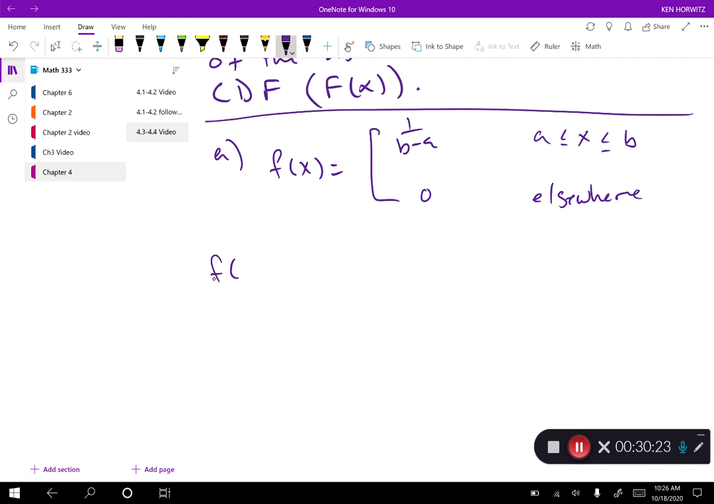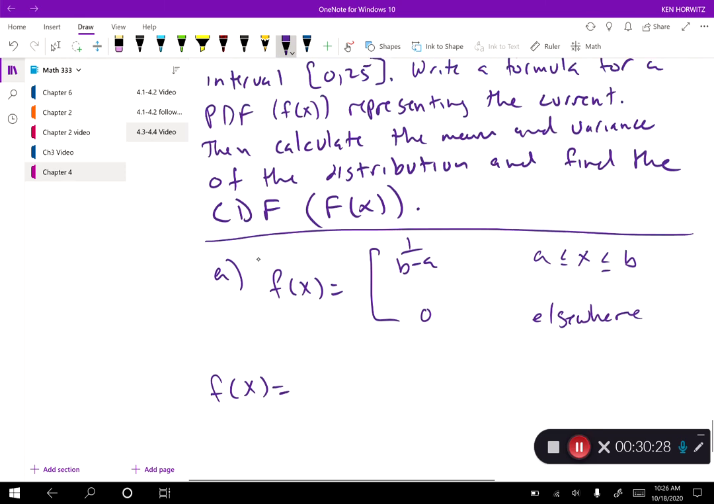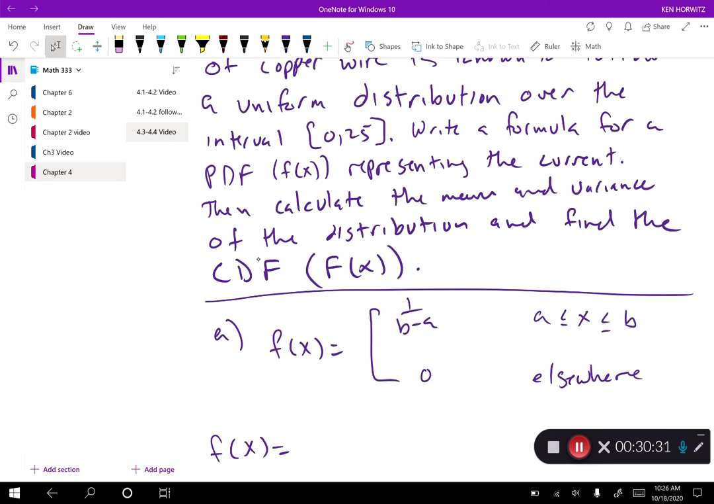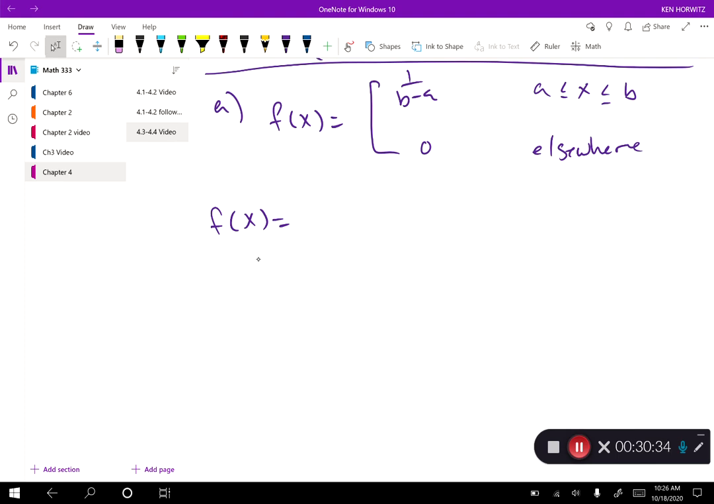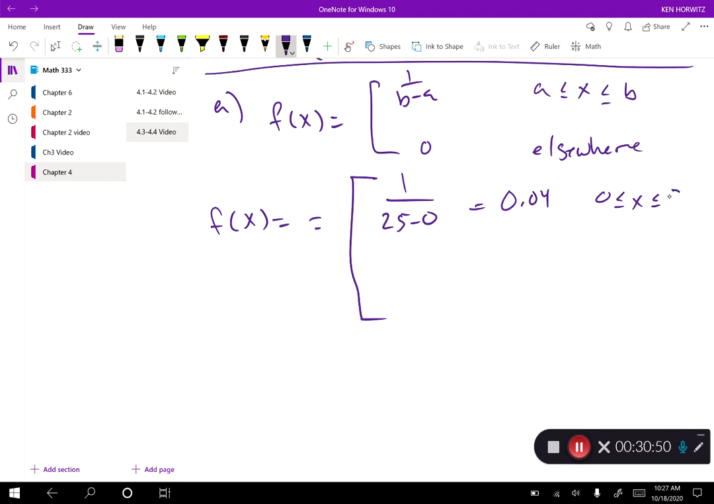So for my f of x, I'm going to simply fill in all the different things. From the problem, I see my interval is between 0 and 25. So it's going to be 1 over (25 minus 0), which equals 0.04, between 0 and 25, and 0 elsewhere. So there is my PDF.